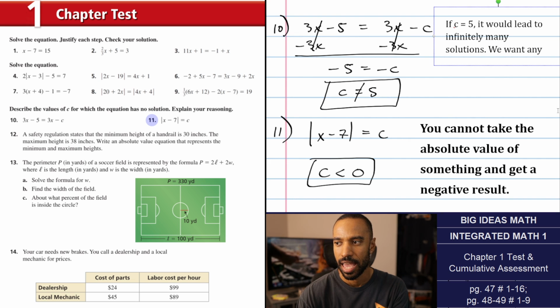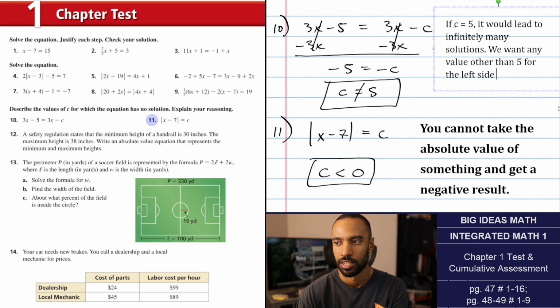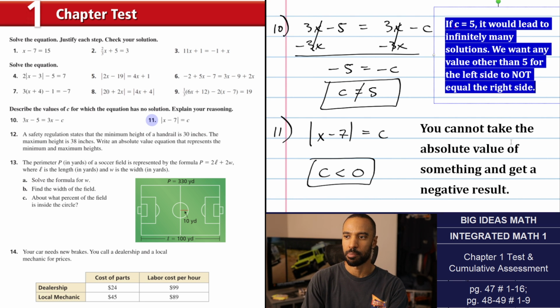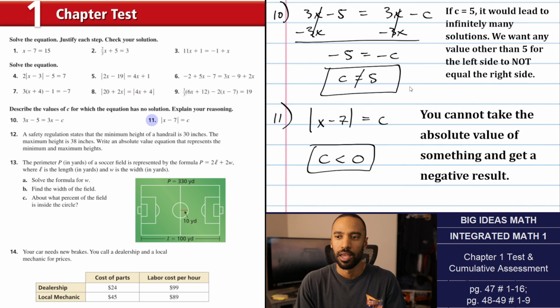We want any value other than 5 for the left side to not equal the right side, for them to not be equivalent. We want a false statement to be made out of that, not a true statement. All right, that's numbers 10 and 11.